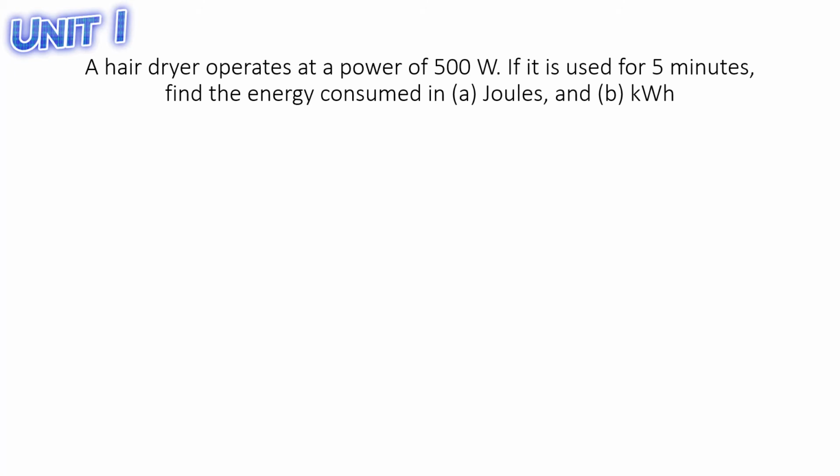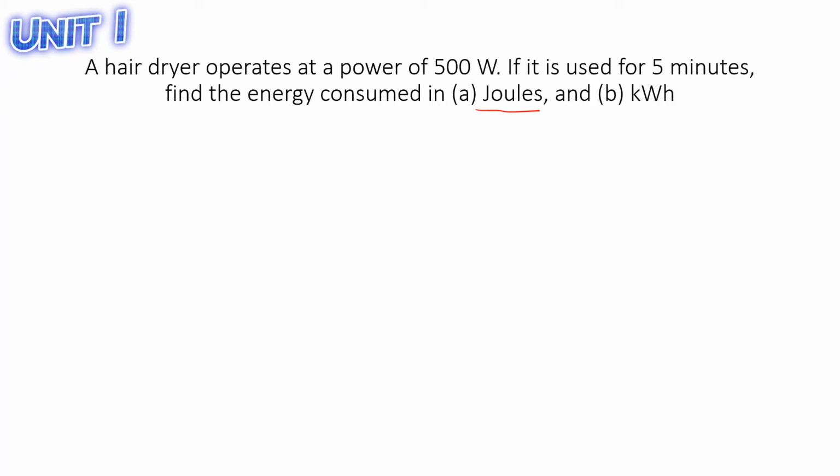Let's try to solve this example. A hair dryer operates at a power of 500 watts. If it is used for 5 minutes, find the energy consumed in joules and in kilowatt hour. A hair dryer is a device used to dry your hair using hot air. This hair dryer is working at a power of 500 watts. We're going to solve for joules and kilowatt hour. Let's solve first for joules.